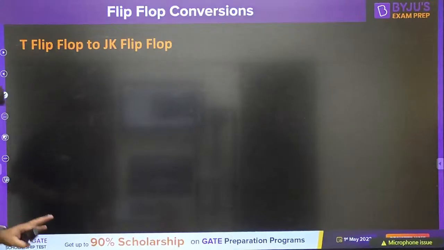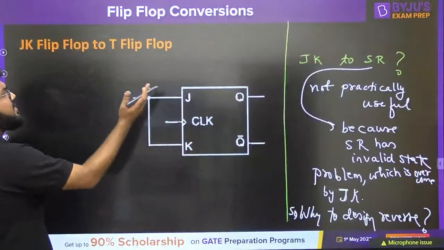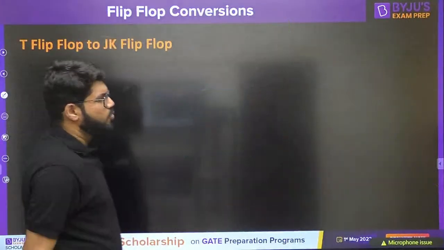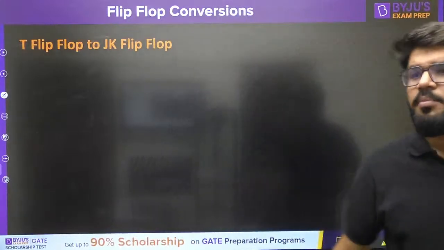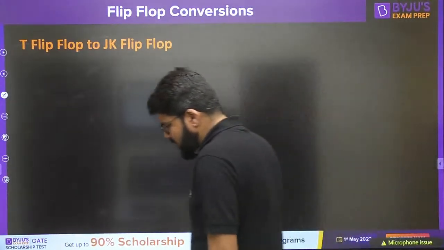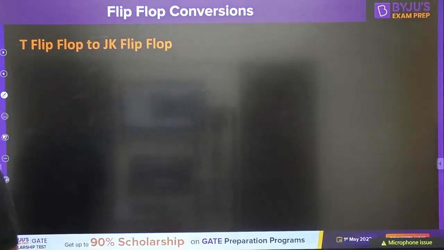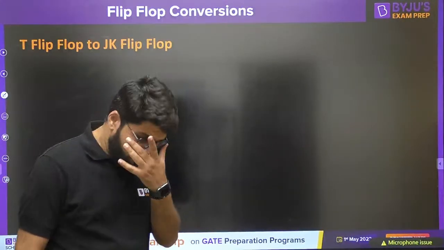Going to T to JK. Now JK to T is very simple. Commonly tie both. What about the T flip-flop? Given the T flip-flop, getting it to the JK flip-flop. Now let us try to understand this.